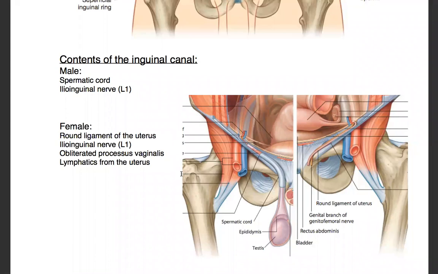The last thing I was saying was the contents. Female contents, you see, are similar to the male contents. The female contents of the inguinal canal are the round ligament of the uterus, the ilioinguinal nerve, the obliterated processus vaginalis, which is basically an embryological structure that's no longer needed in the adult, and lymphatics from the uterus. So these are the contents of the female inguinal canal.